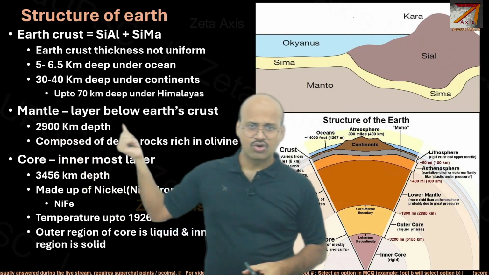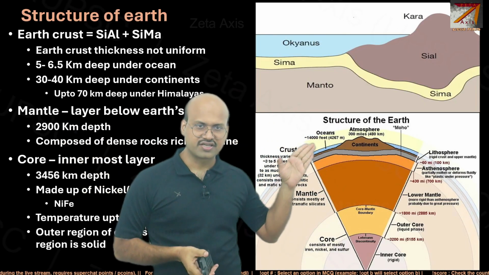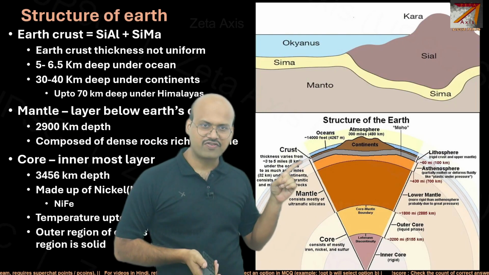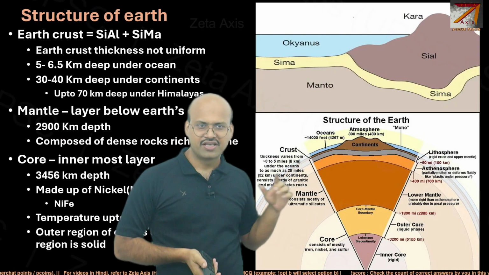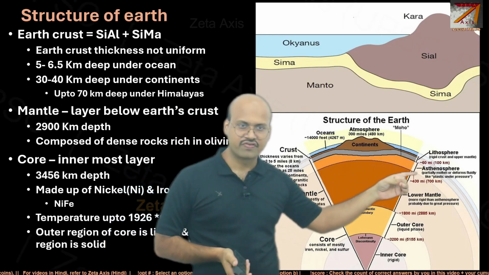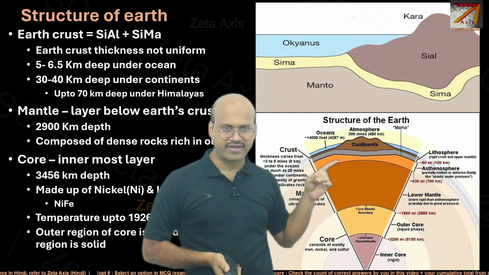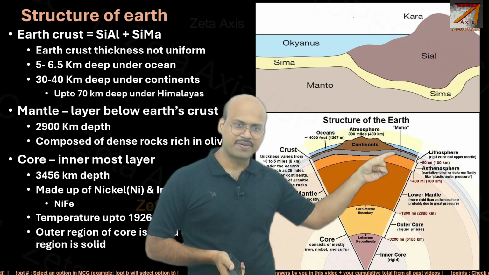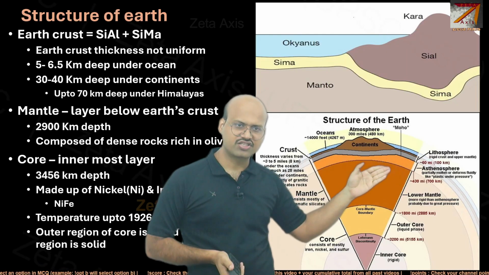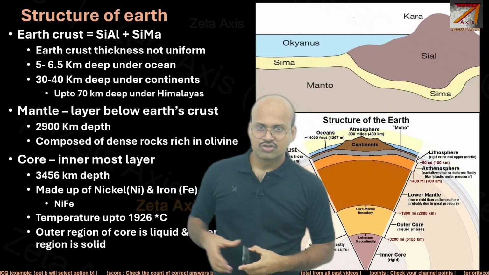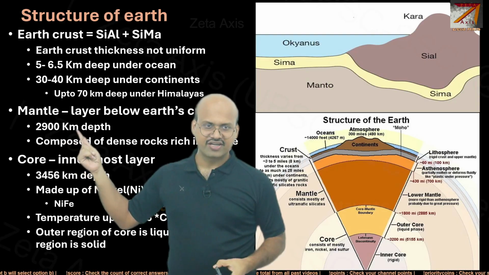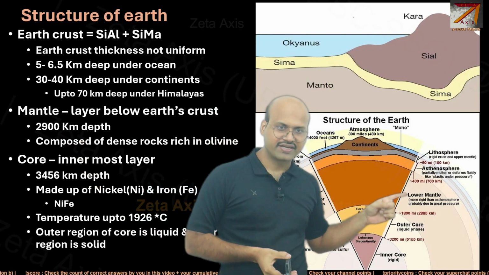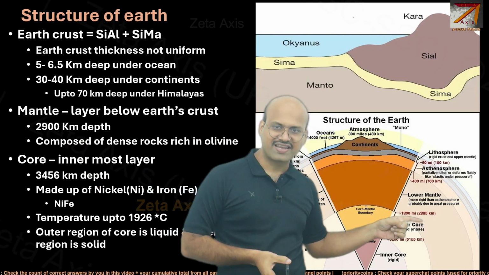The mantle layer is below the earth's crust. So below the earth's crust we have the mantle. We can see right from here till here we have mantle. If you have heard of the asthenosphere, which is over here, it is a part of the upper mantle, just in the upper region of the mantle. We have this upper mantle, then the asthenosphere, and then this lower mantle. It is 2900 kilometers deep, so we can see that it goes till almost 2900 kilometers.